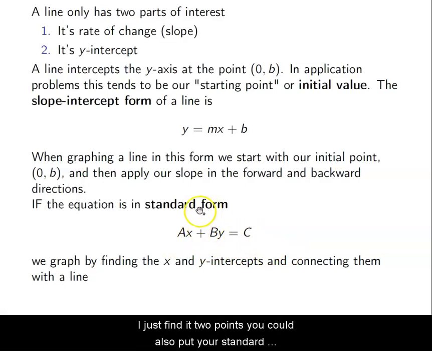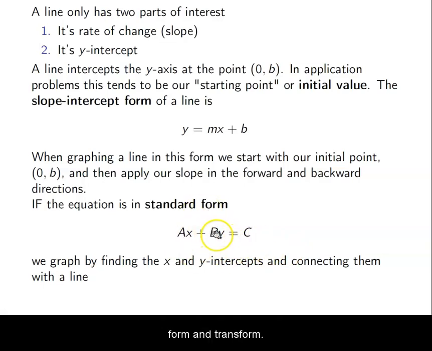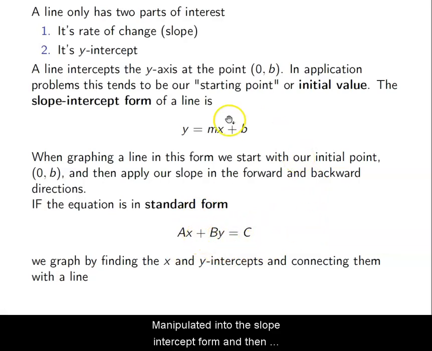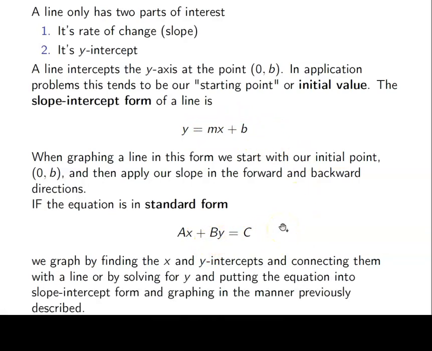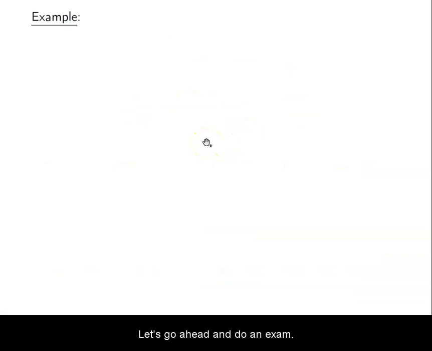You could also take your standard form and manipulate it into the slope-intercept form and then graph it that way. That's another option as well, okay? So another way that we can do this is to put it into slope-intercept form and graph it with the initial value and the slope. So let's go ahead and do an example.